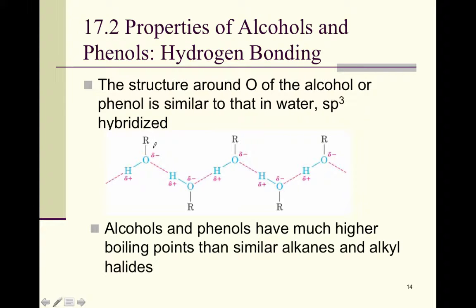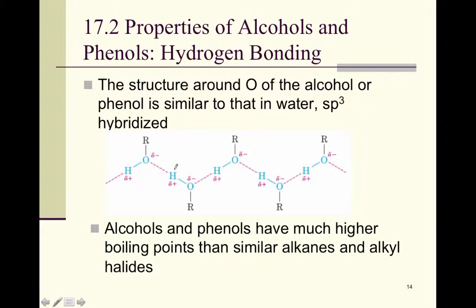What the textbook has in this illustration is they're showing you that the oxygen has a delta minus and the hydrogen on the same molecule has a delta plus. That's because there's a difference in electronegativity, and this is a polar bond, so we're showing the polar features of that. Hydrogen bonding happens when hydrogen is directly attached to one of three different elements, F, O, or N, and we do have it attached to the oxygen.